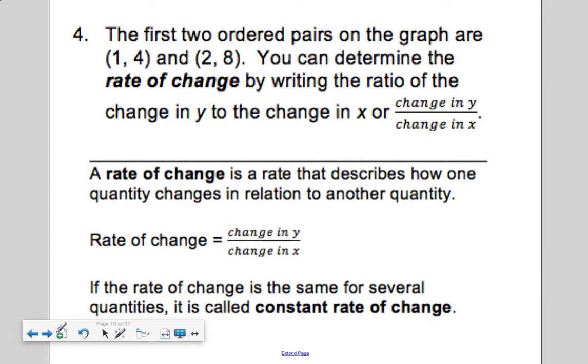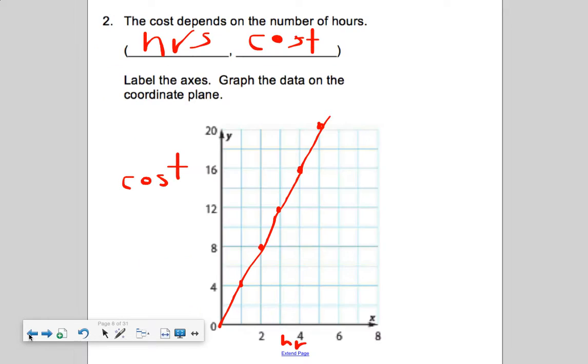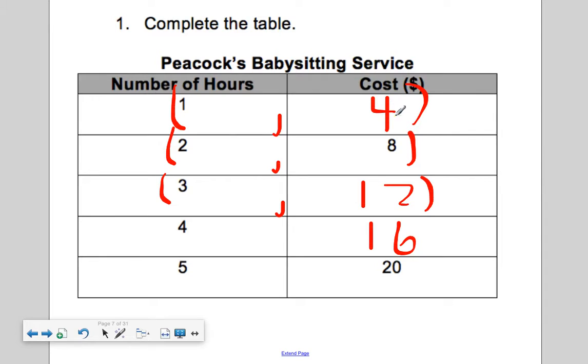So that is called rate of change. Rate of change is the change of y to the change of x. It is written as a ratio. So you find how much y changes, you find how much x changes. You probably did that in your head. You looked at this automatically and said, well, it's changing by 4, the cost. The hours are changing by 1 hour. So it's changing $4 for every 1 hour.